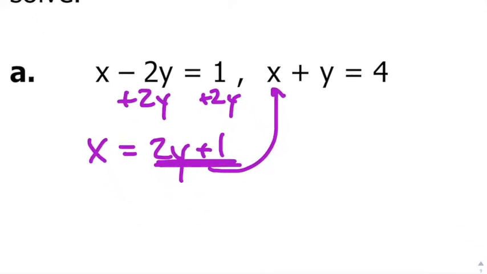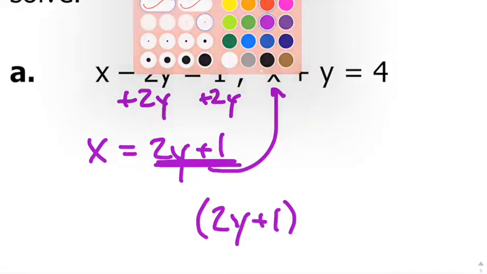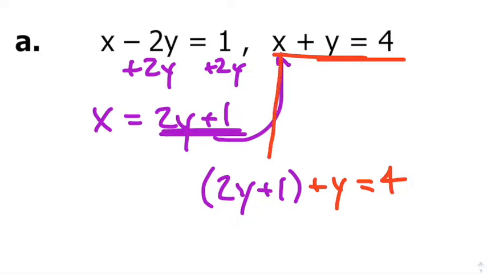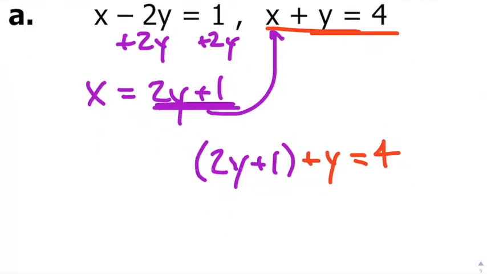Now, anything you plug in, you need to put parentheses around. So I'm going to put 2y plus 1 in parentheses, and then write out the rest of the equation, plus y equals 4. All I did was swap out that x with the 2y plus 1, because it equaled x. Now, if you have parentheses, you need to check to see if there's anything to distribute. We don't have anything out in front. We could say it's like a 1, but distributing 1 doesn't change anything.